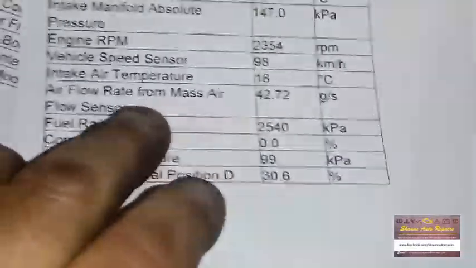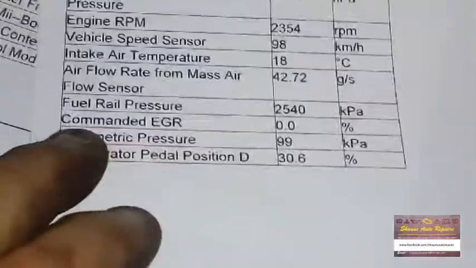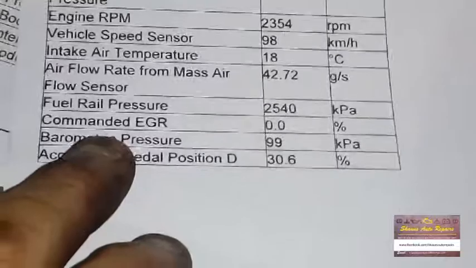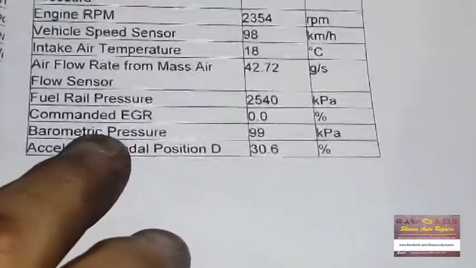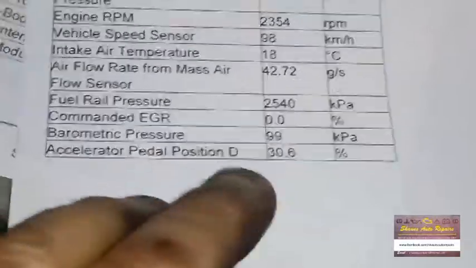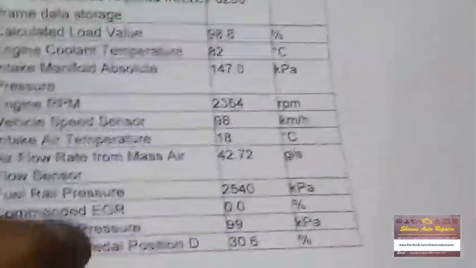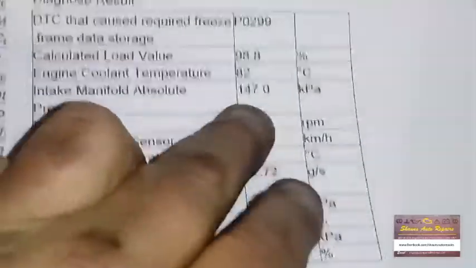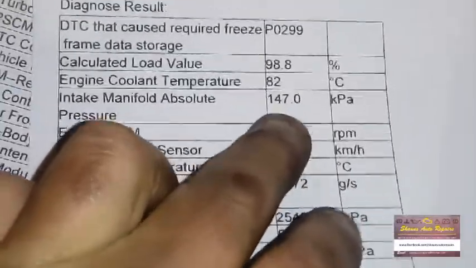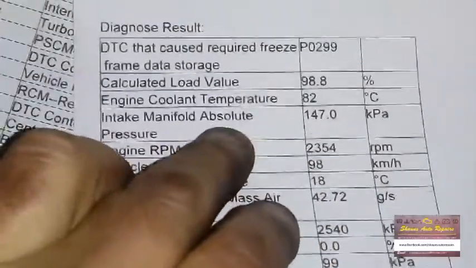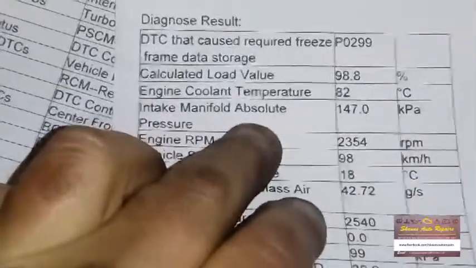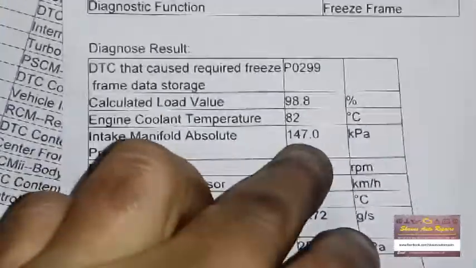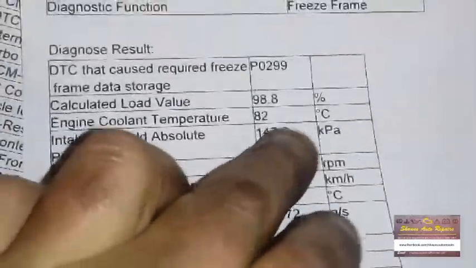Air intake 18 degrees. Airflow was 42 grams per second. Fuel rail pressure was 2,540 kilopascals. EGR wasn't commanded, barometric pressure was 99 and throttle position was 30%. So it was accelerating nicely. This is the one that's probably a bit low. It doesn't give the demanded intake manifold pressure, just the actual pressure. So although it's showing 147, I would think it was probably demanding a bit more, which caused that code.